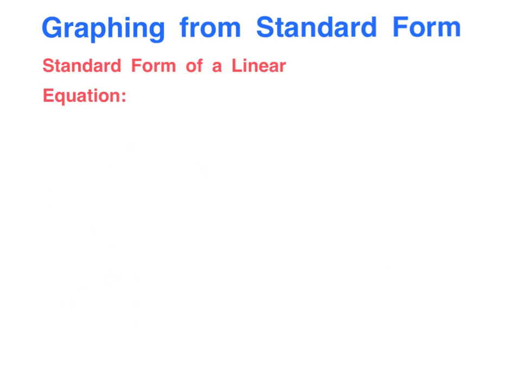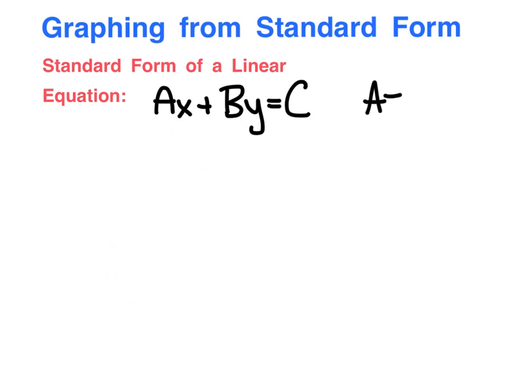All right, now we're going to look at graphing from standard form. The standard form of a linear equation is ax plus by is equal to c, some constant. Notice in this form we have x and y on the same side of the equation, and here a cannot equal 0 and b cannot equal 0, or else the x and y would just go away and we wouldn't have a linear equation anymore.